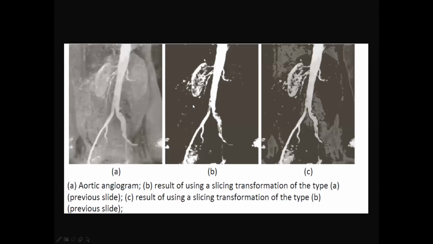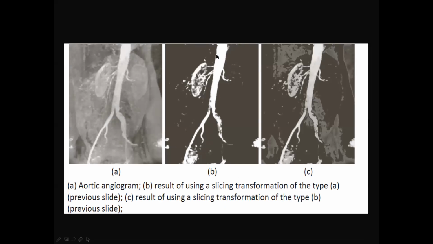Based on this, the first image is the original angiogram image, and when we use the first transformation, that is highlighting only the region of interest, here we highlighted only the region of interest, that is the main nerve, the main artery.